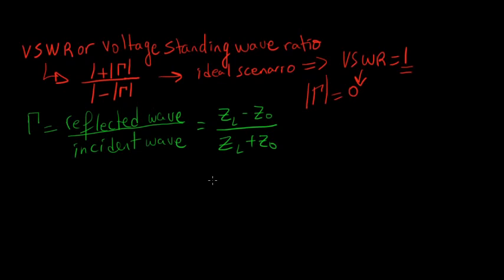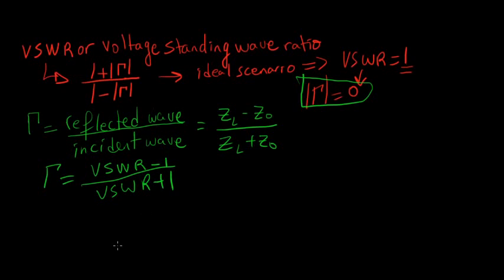We really want all the power to reach its destination, and that only happens when the reflection coefficient is 0. So we can also write the reflection coefficient, if we relate it to the voltage standing wave ratio, and again, the best case would be 0.